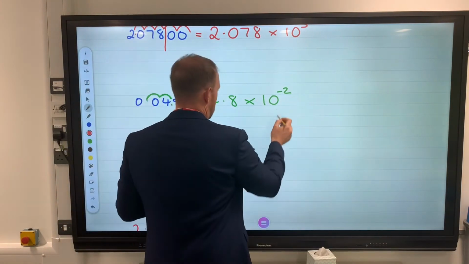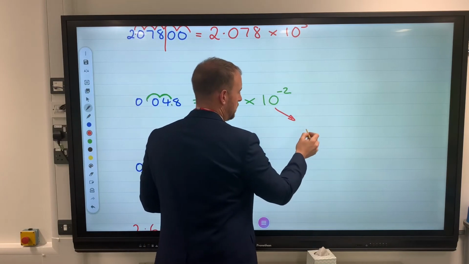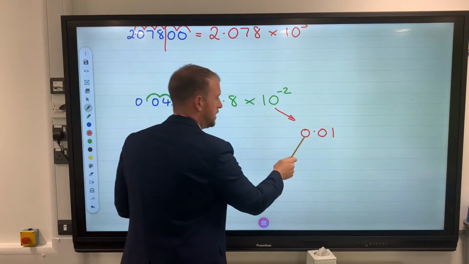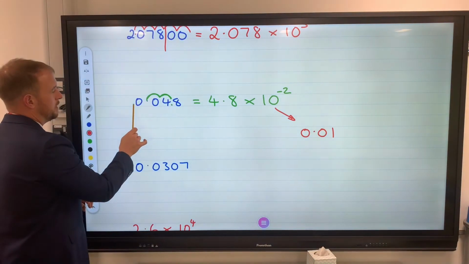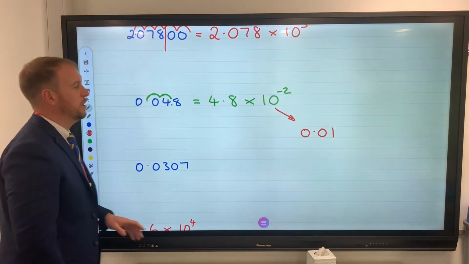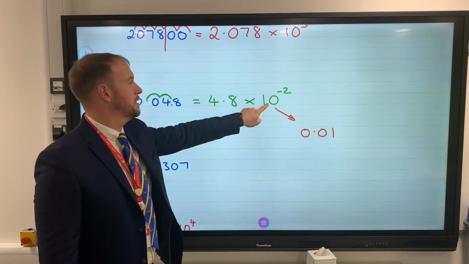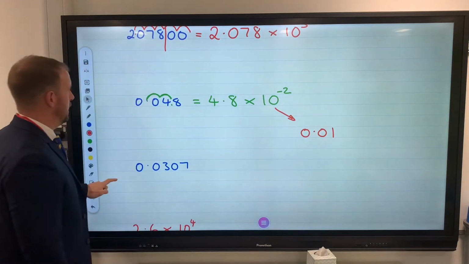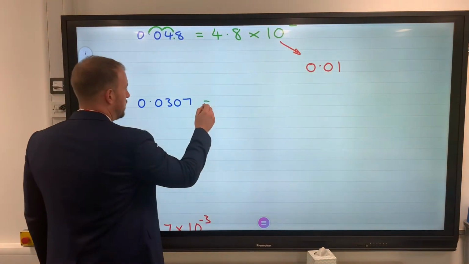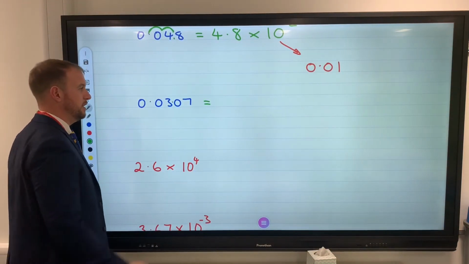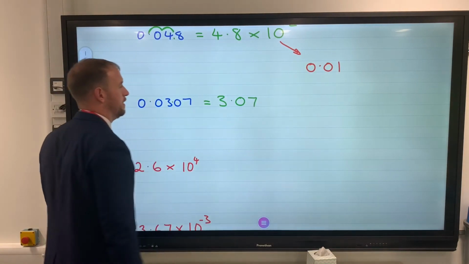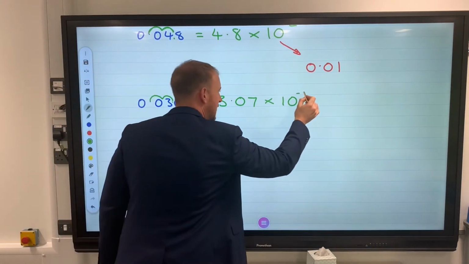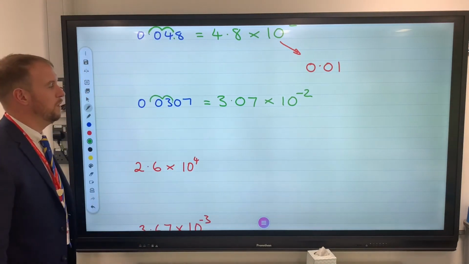Because 10 to the power of negative 2 is 0.01. So 4.8 times 0.01 would equal 0.048. So instead of writing a decimal, we write it as 10 to the power of negative 2. Negative power is a decimal value. Here then, decimal point goes after the first non-zero digit, to make 3.07 times 10 to the power of 1, 2, negative 2, because it is a small number.